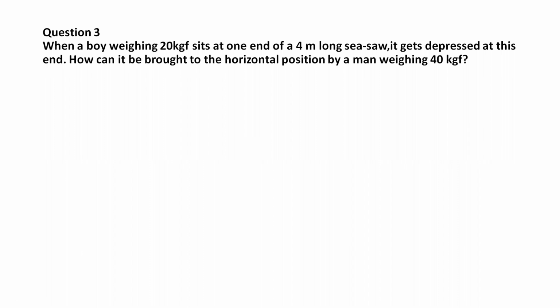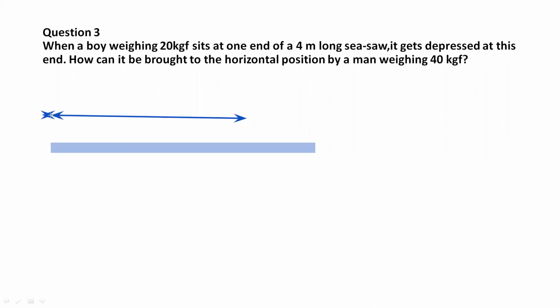When a boy weighing 20 kgf sits at one end of a 4-meter long seesaw, it gets depressed at this end. How can it be brought to the horizontal position by a man weighing 40 kgf? This question is based on a seesaw. So let me draw a diagram of this arrangement. Consider this as a seesaw. And the length of the seesaw is given in the question, that is 4 meters.